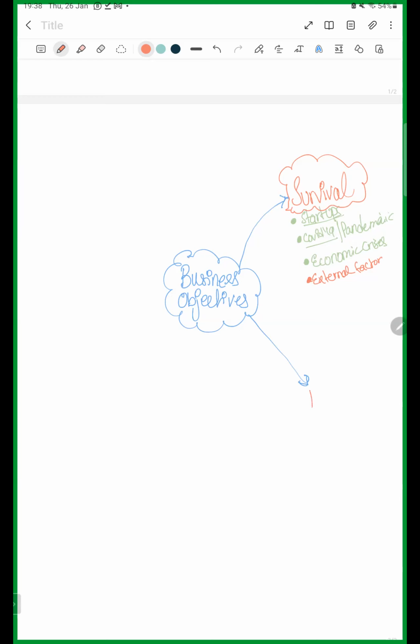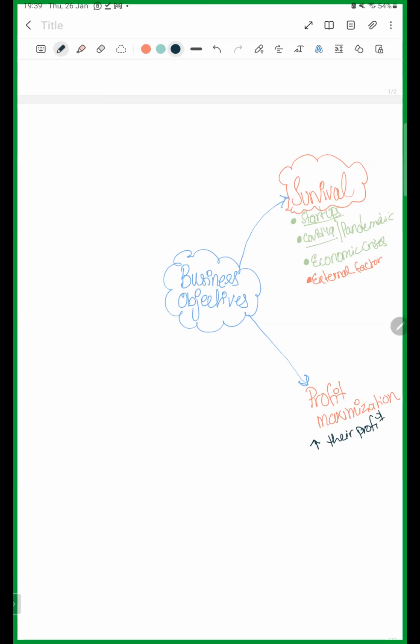Again, profit maximization, a very important business objective. Everybody wants to make a profit, but not all businesses aim to maximize their profit, by the way. Profit maximization simply means they want to keep on increasing their profit.